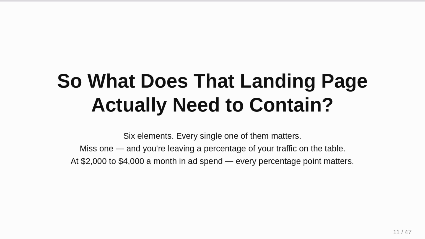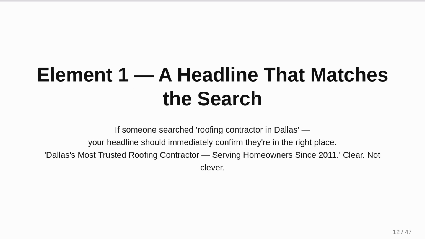So what does that landing page actually need to contain? There are 6 elements, and every single one of them matters. Element 1 is a headline that matches the search. If someone searched roofing contractor in Dallas, your headline should immediately confirm they're in the right place. Something like, Dallas's most trusted roofing contractor, serving homeowners since 2011. Not clever, not creative, clear. The homeowner should read that headline and think, yes, this is exactly what I was looking for.